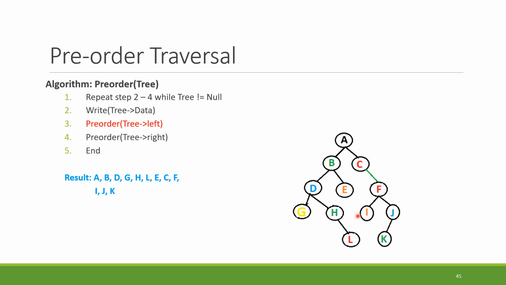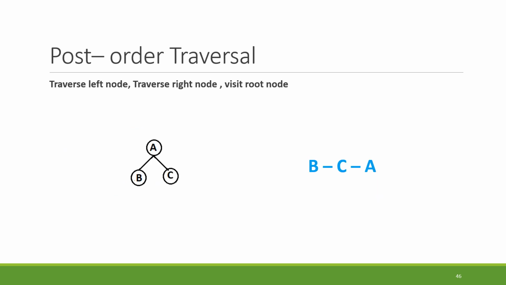So this is the pre-order traversal for this given tree. Post-order traversal. As the name says, post, the root is the thing which will be traversed at the end.